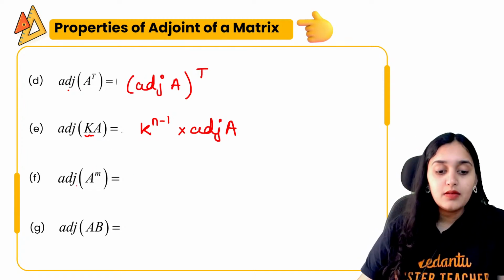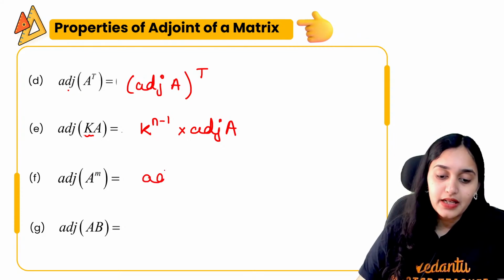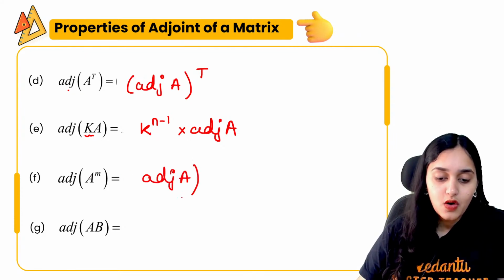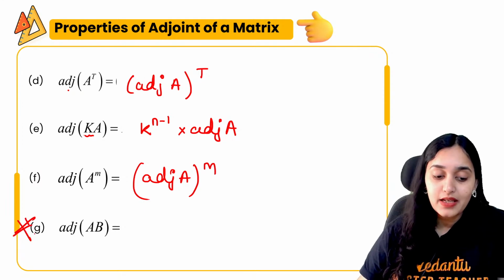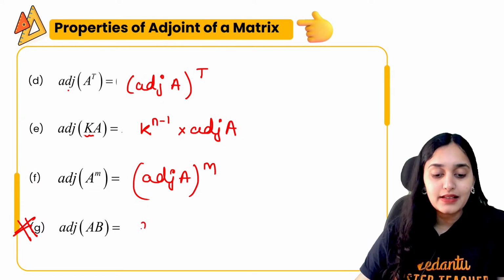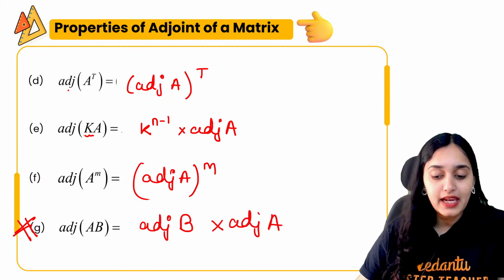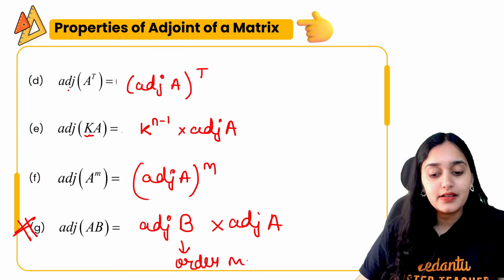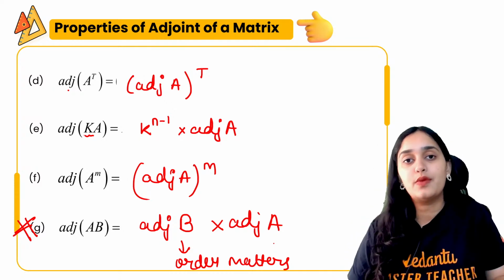So adjoint of kA will be k to the power of n minus 1 into adjoint of A. Similarly, adjoint of A to the power m will be nothing but adjoint of A whole to the power of m. And remember, this is very, very important. Adjoint of A into B matrix is equal to adjoint of B into adjoint of A. Here order matters. Remember, don't write A into B. It will be B into A.